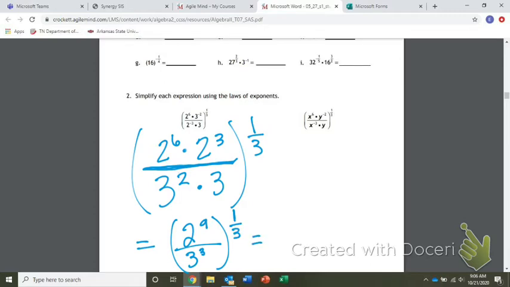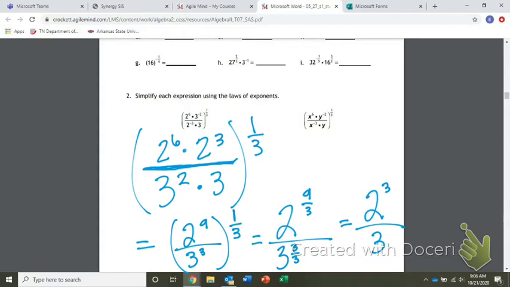So now we use the power rule. So I say 2 to the 9/3 over 3 to the 3/3. If I simplify, 2, what is 9 divided by 3? 3. And what's 3 divided by 3 in the bottom? 1, so I have 3.